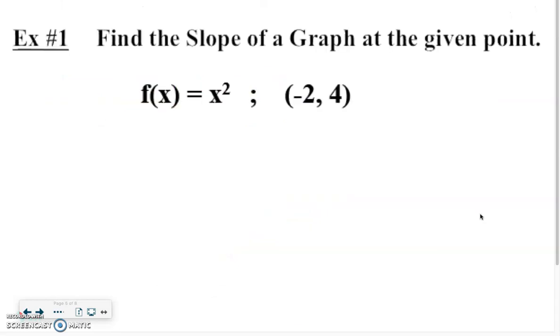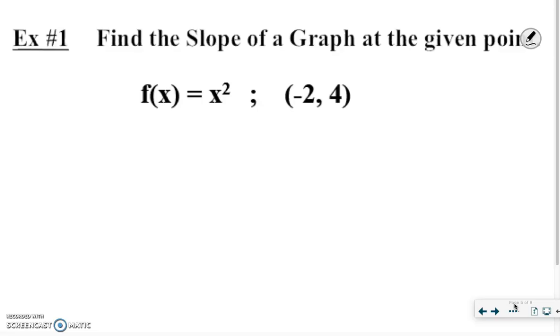So here's the first one. We want to find the slope of a graph at the given point. As we can see, the function that's provided, f of x is x squared. We specifically care about the point negative 2, 4. Okay, so there's a couple of ways that we could play this out.